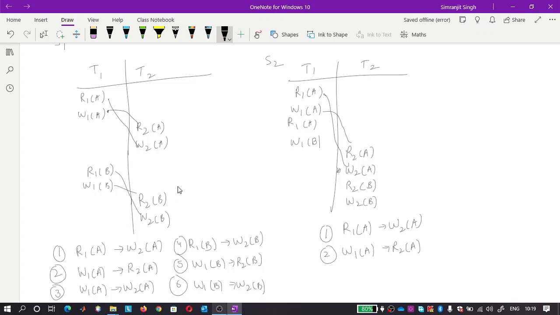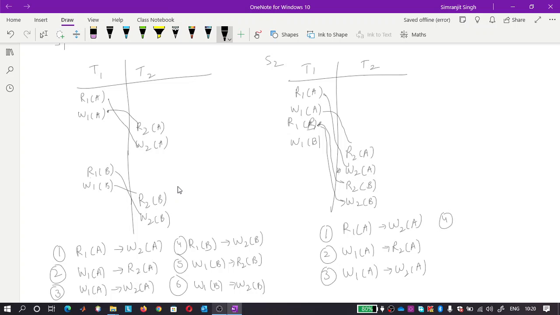Now check again. Write of A and write of A, it's again a conflict. Write 1 of A followed by write 2 of A is again a conflict. Now check for this part also. Read of A and read of B, sorry, it's B here. Read of B and read of B is not a conflict. Read of B and write of B is a conflict.